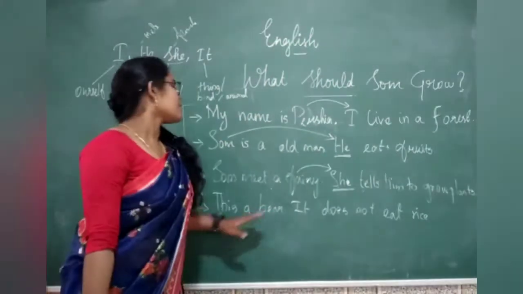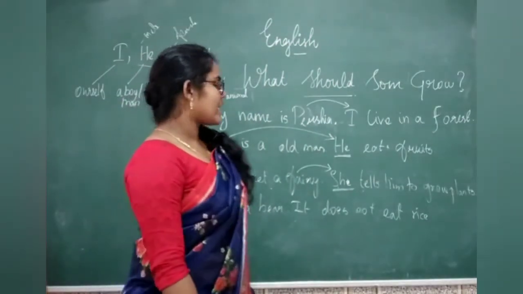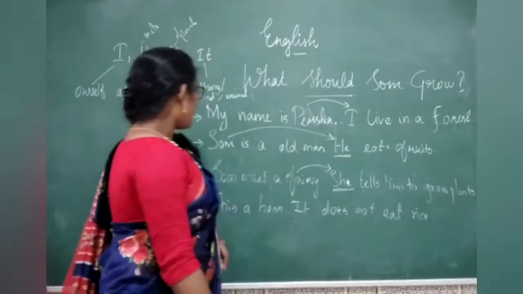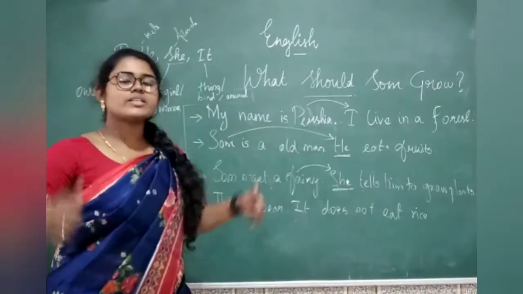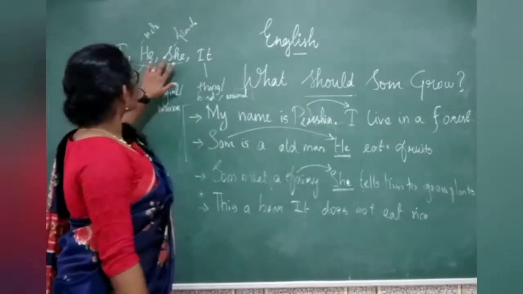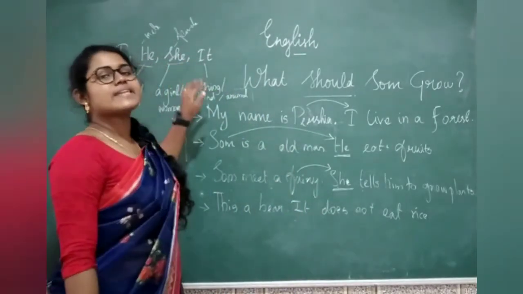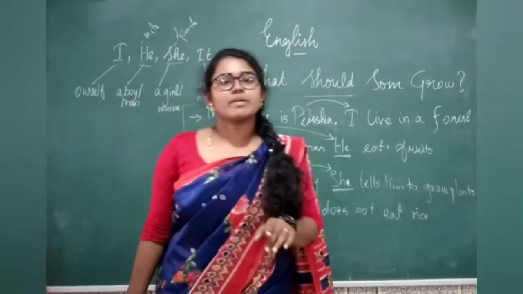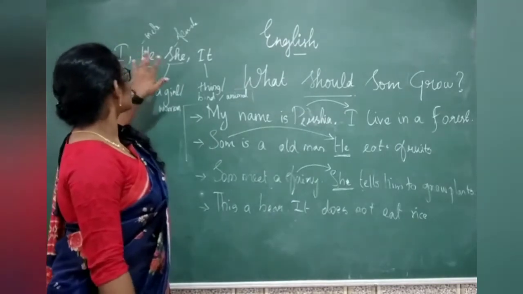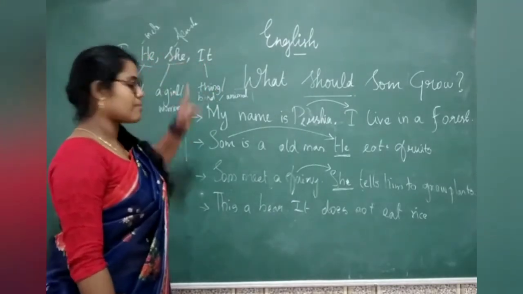Here, this is a bear. It does not eat rice. One more thing. This I, he, she, it always denotes naming words. You know what is meant by naming word. Fine? So, I, he, she, it denotes naming word.